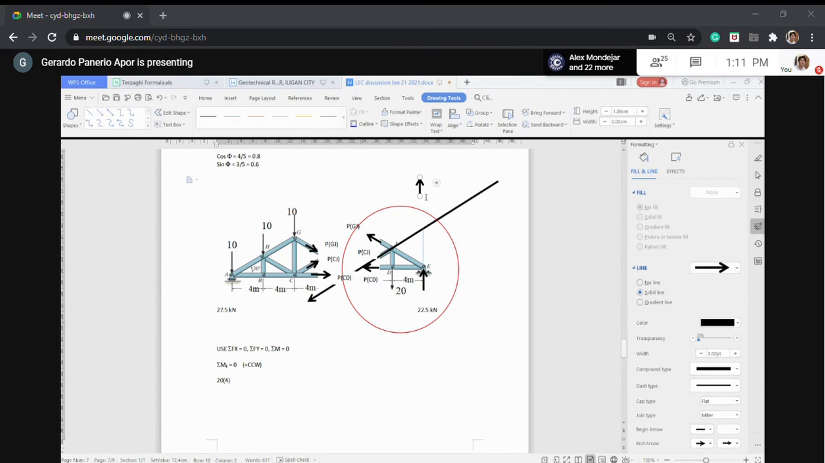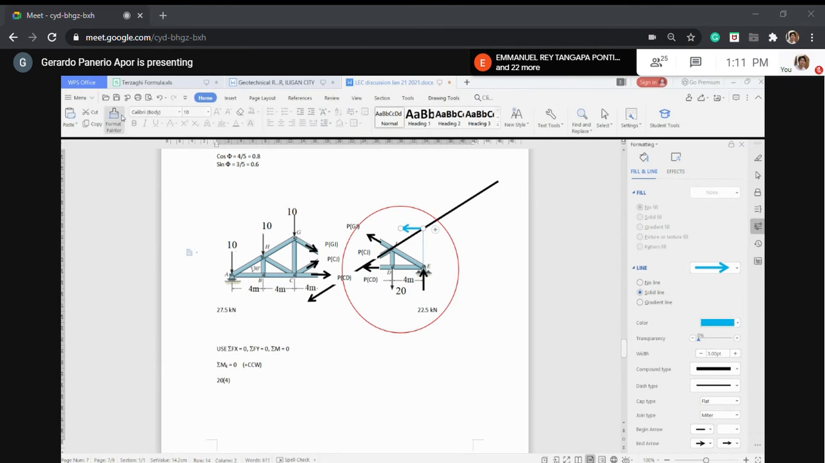I am going to change the color of that into blue. So I can make that into what we call components. This component is the cosine of theta of CG, that's 12. And then at the same time, I also have the vertical component.